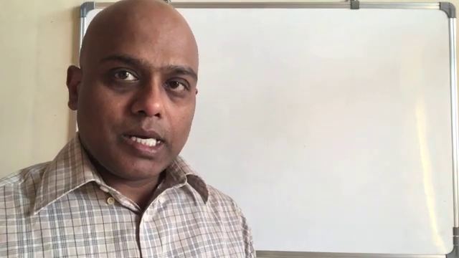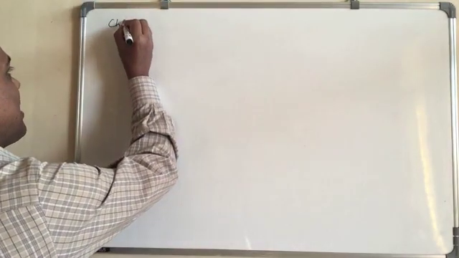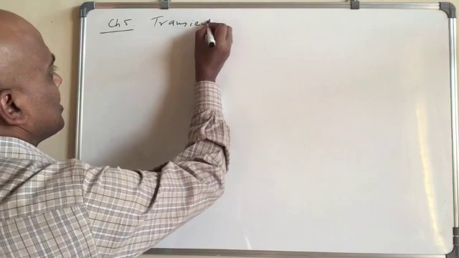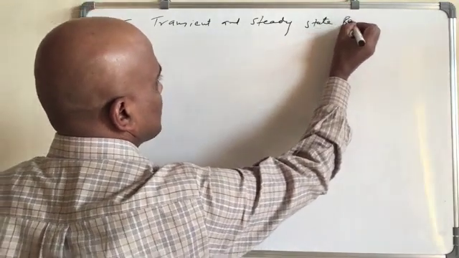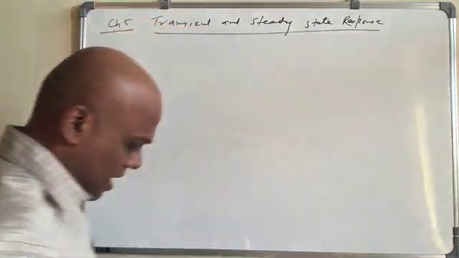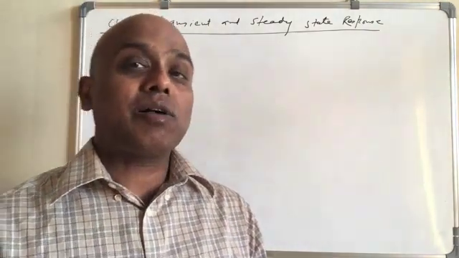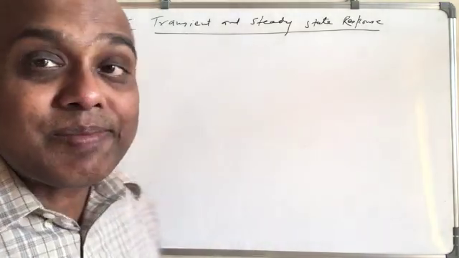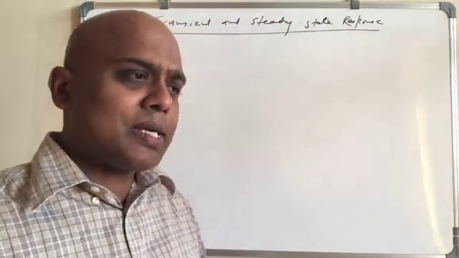Hello students, we are going to start a new chapter today, chapter number 5, which is about transient and steady state response. The topic is not new for you because you understand the meaning of transient. We had a transient response for a spring mass damper system and a steady state also, right?